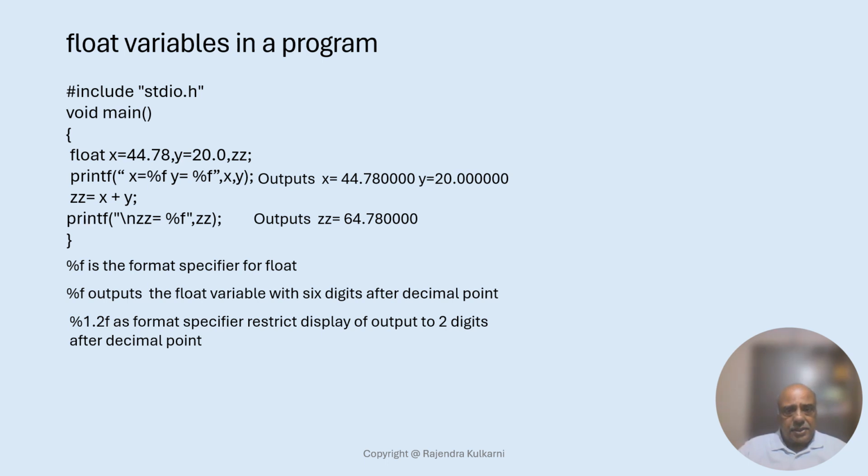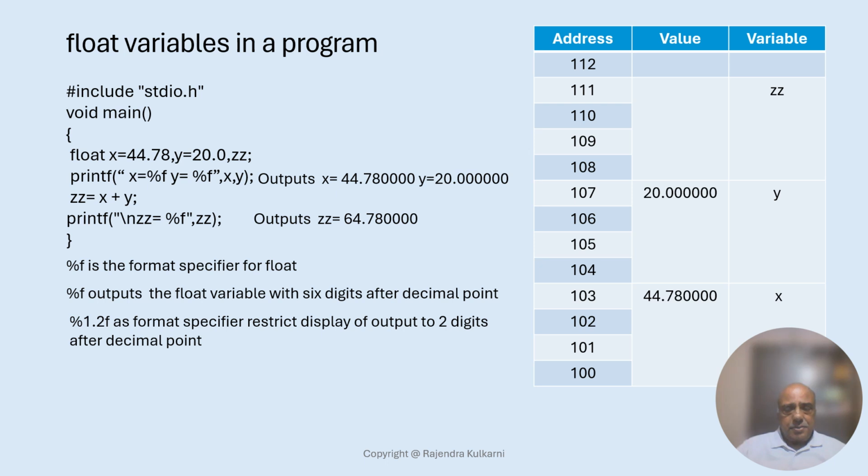We can limit this number of digits after the decimal point by putting %1.2f as a format specifier. So this will limit the display of output to 2 digits after the decimal point.